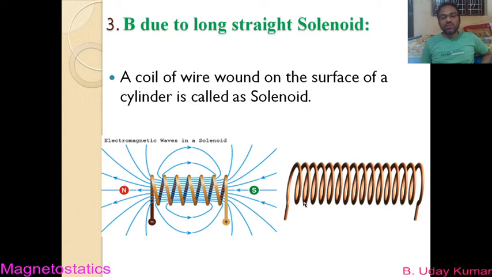So this solenoid will have two ends. Okay, through one end the current enters. If current enters through this end, automatically the current comes out of that solenoid from this end. Or if the current enters the solenoid from this end, the current comes out of this solenoid from this end. Okay, so this is how it works.